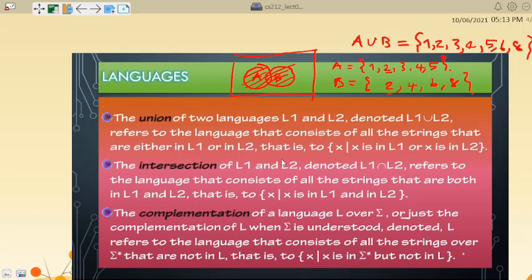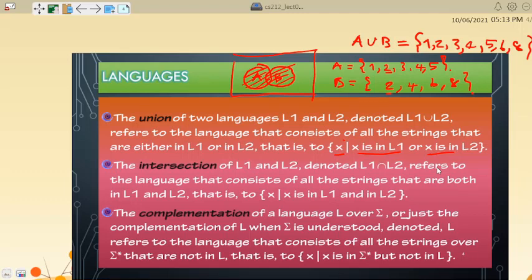For example, 1 is in A but 1 is not in B, so we take 1. But we have 2 in A, and 2 is also in B, so we just take one 2. And we take 3, and 4 is in both A and B, so we take one 4. Then 5, 6, and 8. So that is our A union B here.